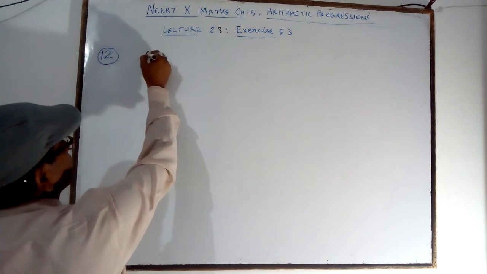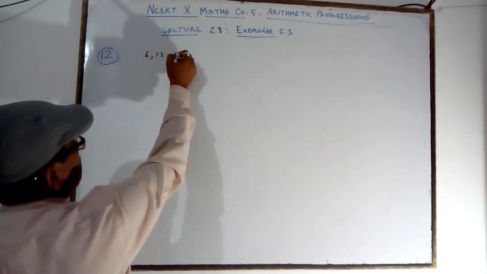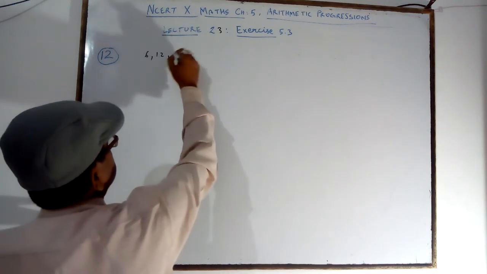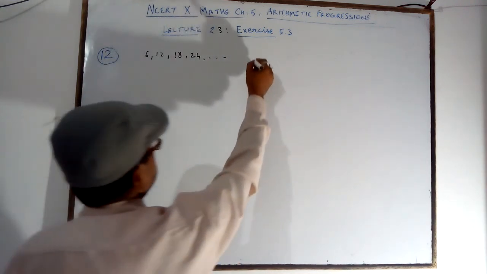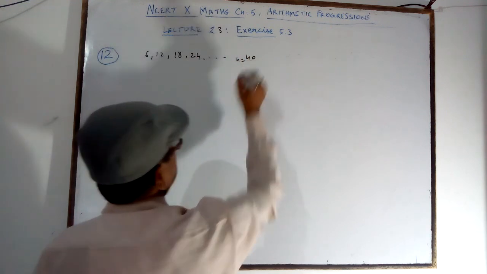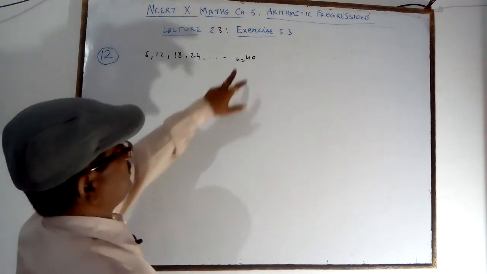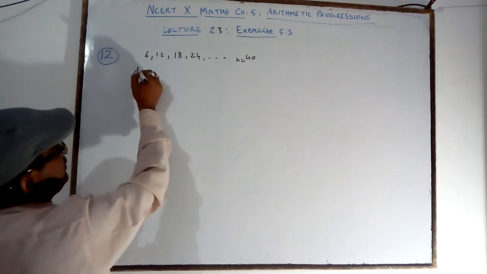6 ones are 6, 6 twos are 12, 6 threes are 18, 6 fours are 24, and so on. How many times? 40 positive integers. What is n given? 40. Find the sum of 40 positive integers, but first find out whether it is an AP or not.